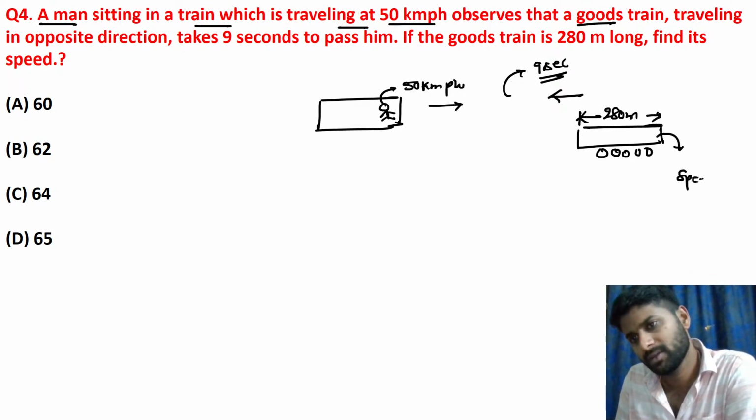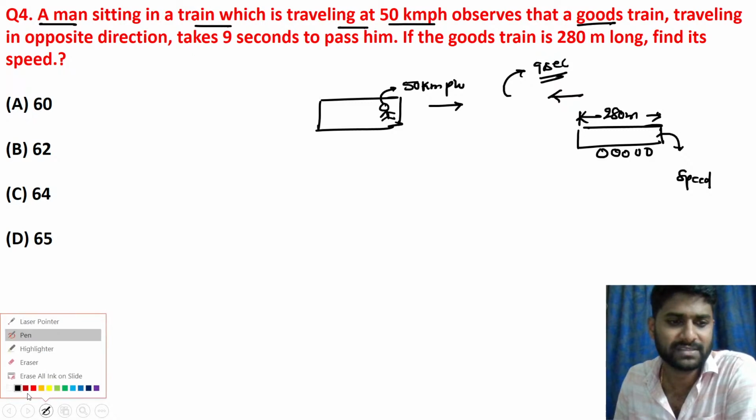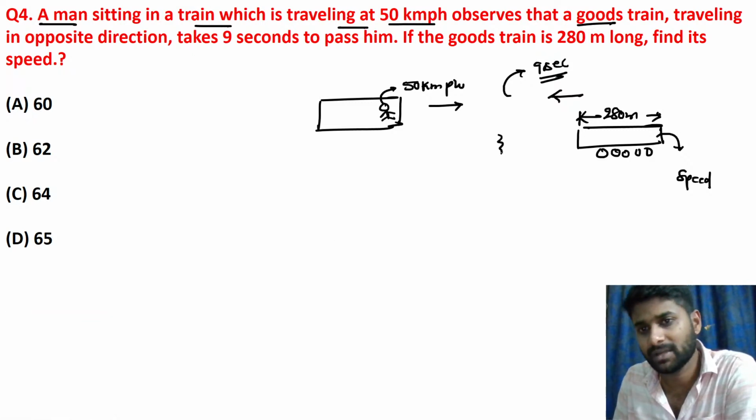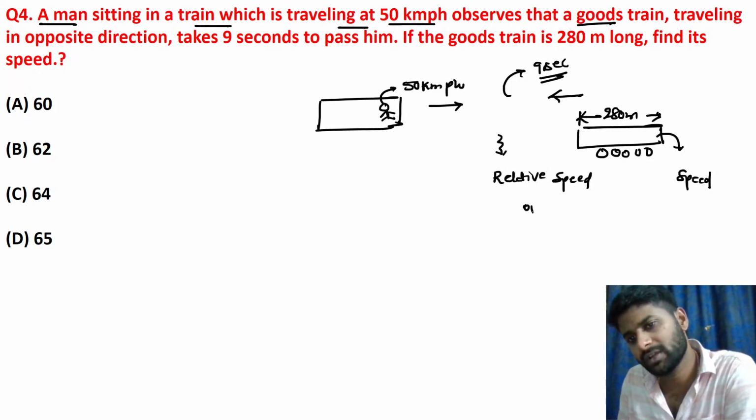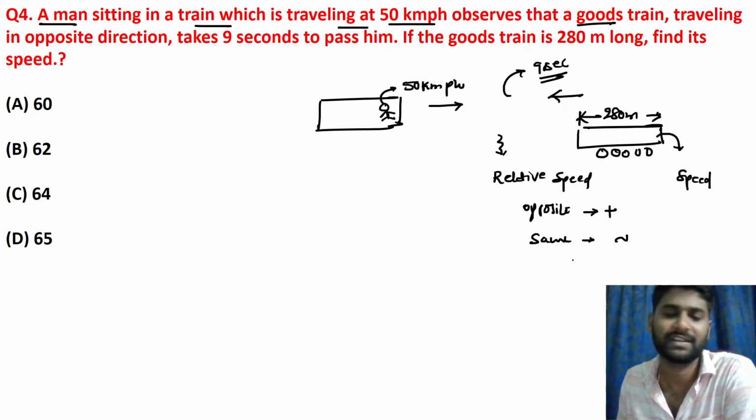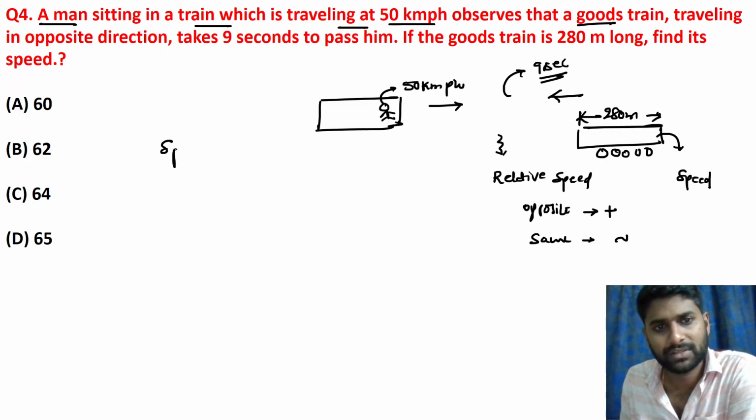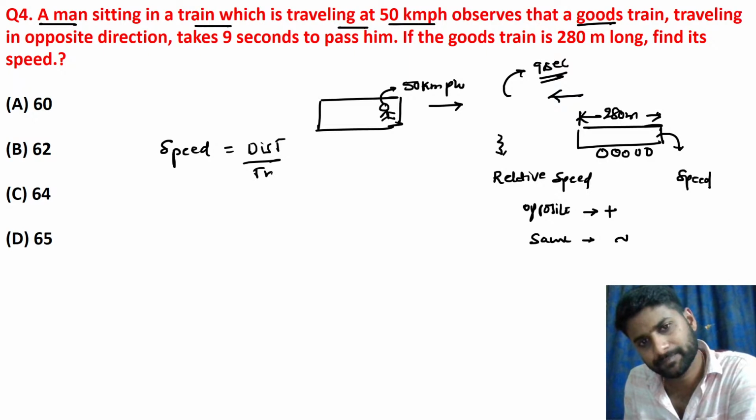Now see, if two objects are in motion at the same time, it is a concept of relative speed. Remember, if both are traveling in opposite direction, we have to use the addition symbol. If two objects are traveling in the same direction, you have to find the difference, means higher value minus lower value. Now you already know the speed formula. Speed is exactly equal to distance by time.